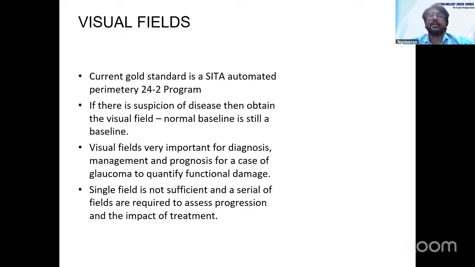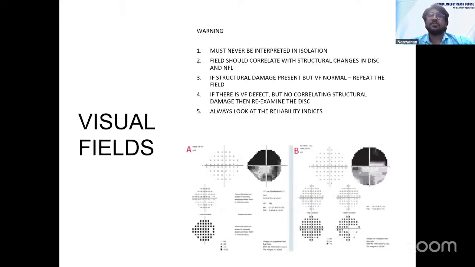Visual field: currently the gold standard program is the 24-2 SITA test. It has to be done in all cases of glaucoma, or if there is any chance of a glaucoma suspect. A single field is not sufficient, and a series of visual fields is essential for understanding progression and also the impact of treatment. So it must never be interpreted in isolation. Field should always correlate with the structural changes in the disc. If structural damage is present but visual field is normal, repeat the visual field. If the visual field defect is present but there is no structural damage, then re-examine the disc.